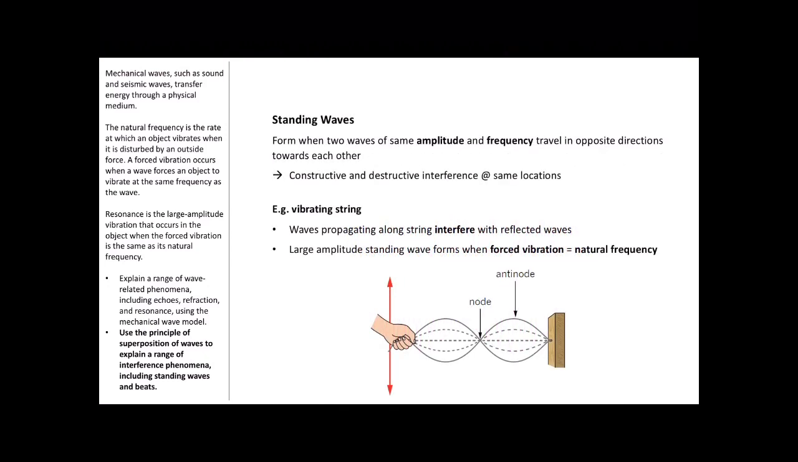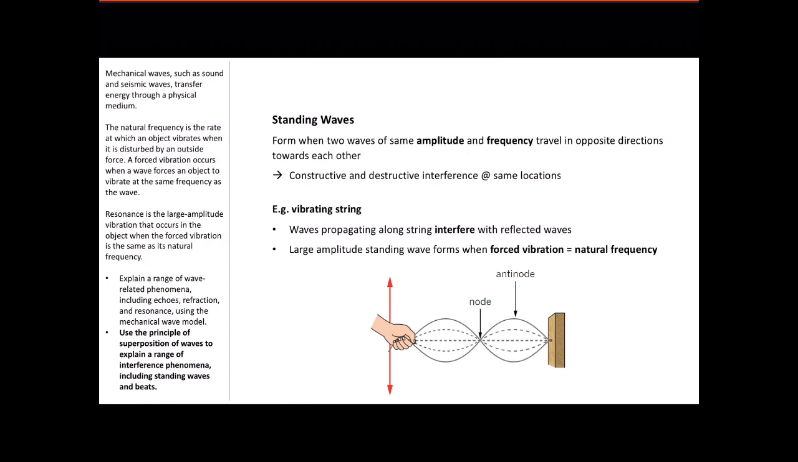Standing waves form when two waves of the same amplitude and the same frequency travel in opposite directions towards each other. So the constructive and destructive interference ends up occurring at the same locations, and as a result, the wave appears to be standing in place. So an example of this is a vibrating string where waves will propagate along the string, and these waves will be reflected from the endpoint or the surface, and the reflected waves and the source waves will interfere with each other.